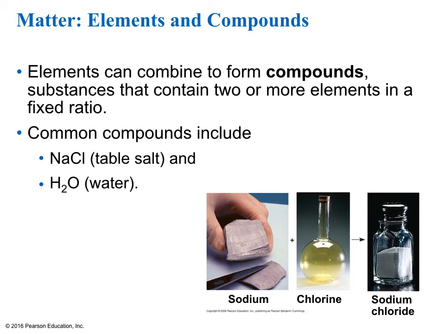And then elements can combine to form compounds, substances that contain 2 or more elements in a fixed ratio. So common compounds that I'm sure you're familiar with are sodium chloride, or table salt, and H2O, water. So each of these compounds, both table salt and water, will be identical, where they will have 1 element of sodium and 1 element of chlorine, or 2 elements of hydrogen and 1 element of oxygen.